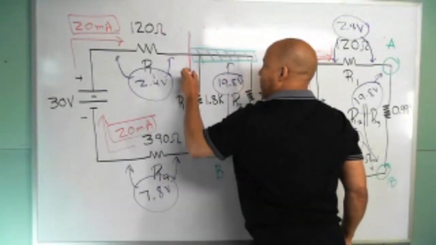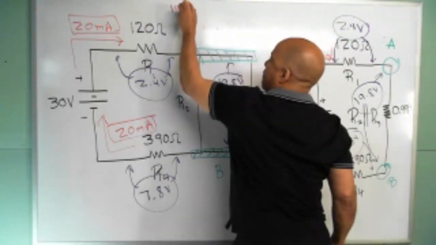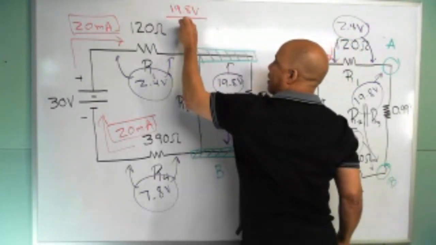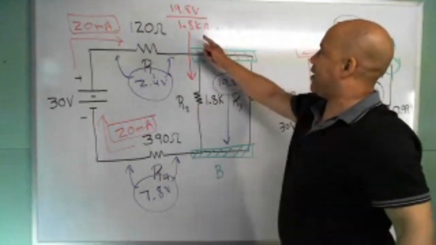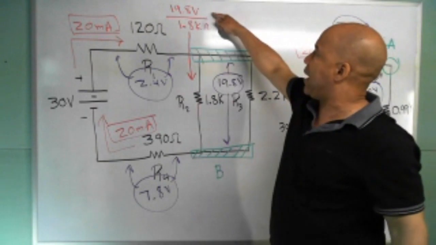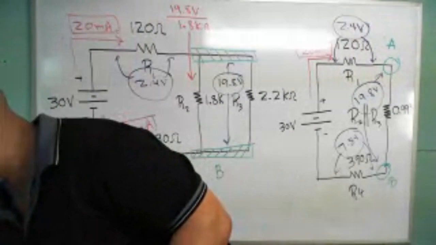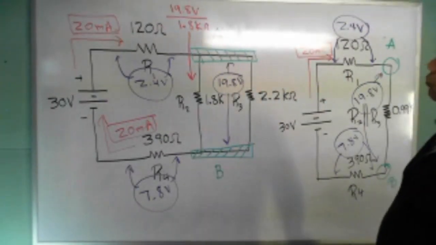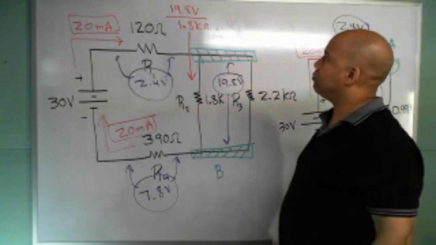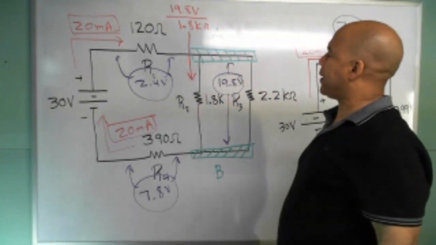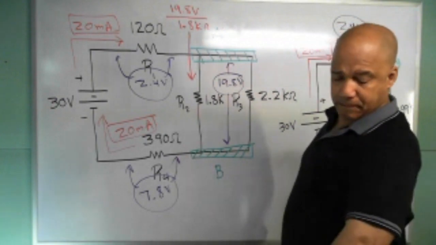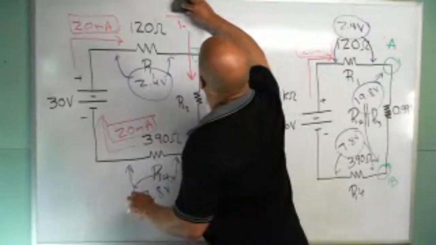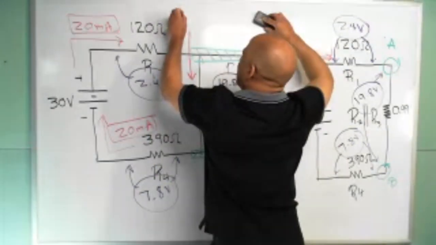This current is going to be 19.8 volts divided by 1.8 K. I'm going to leave this in K ohms, understanding that if I have K on the bottom, my answer is going to be in milliamps. So somebody take 19.8 divided by 1.8. Let me know what you got. Everybody get it? 19.8 divided by 1.8. Okay, like 11 milliamps.